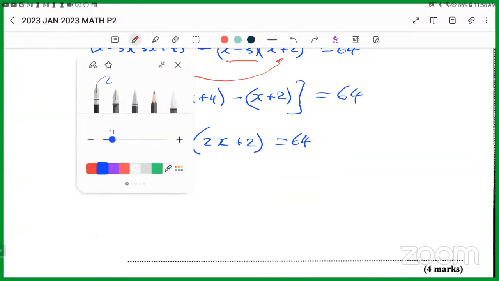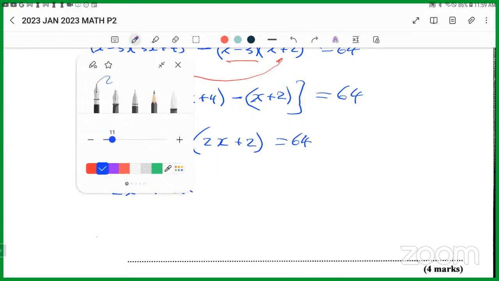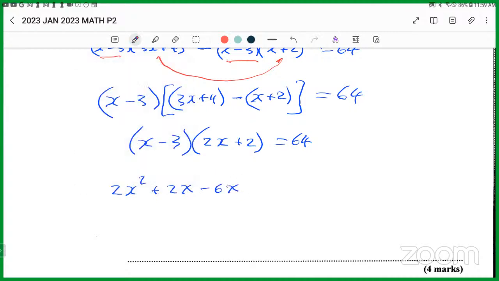To expand this, I'm going to multiply this x by this 2x first. That's going to give me 2x squared. Then I'm going to multiply the x again times this positive 2. I'm going to get plus 2x. Then I'm going to use the negative 3 times this and then negative 3 times that. The negative 3 times 2x is negative 6x. And then the negative 3 times the 2 gives me negative 6.